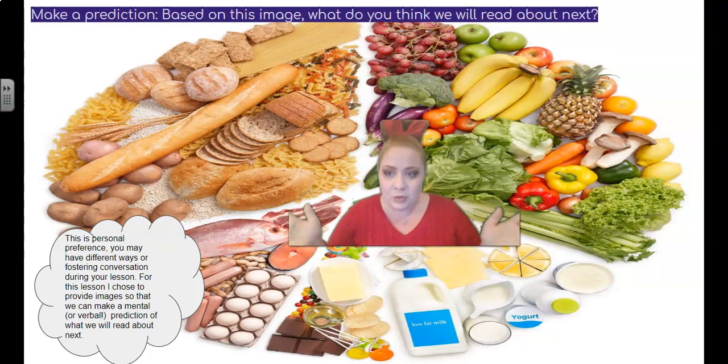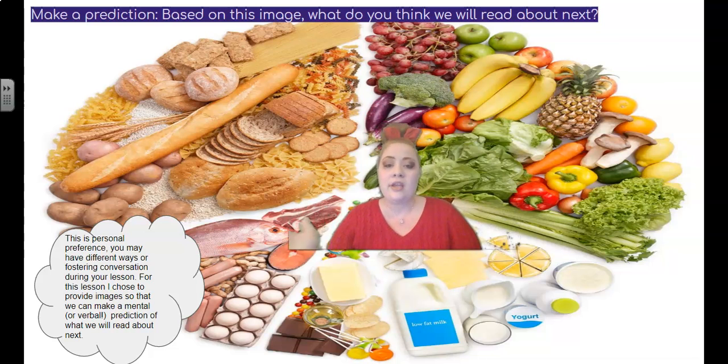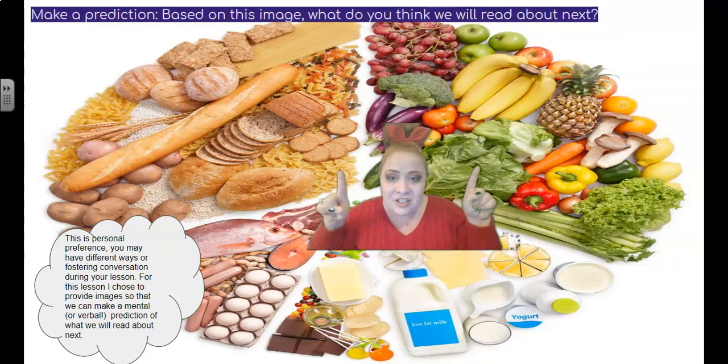All right, so this is a making a prediction slide. This is not required, but this is one of my suggestions for keeping students engaged while you're reading a long text. I put up a slide with a big, beautiful picture, and I say, let's make a prediction. Use your eyes to look at this picture. Based on what you see, what are we going to read about next?